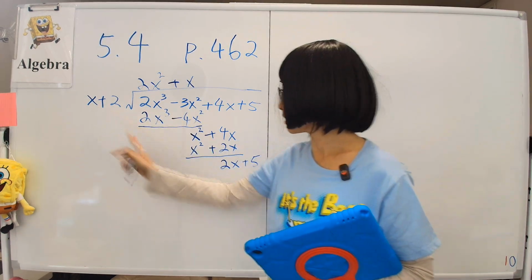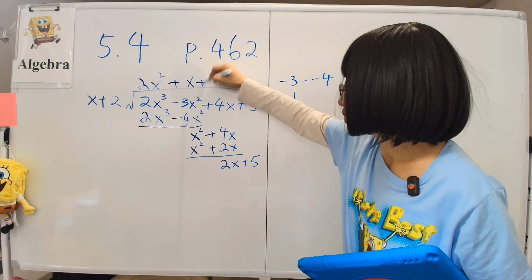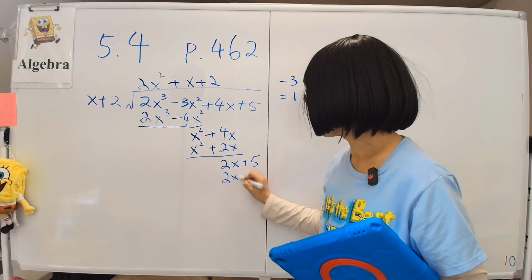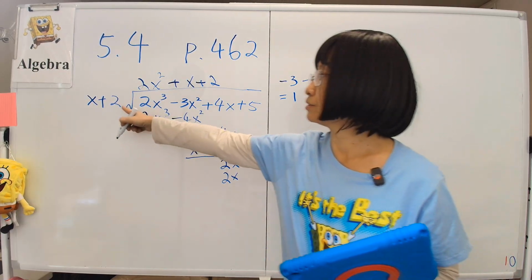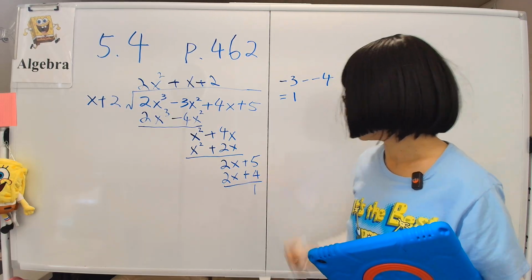Something multiplied by x needs to be exactly 2x. And what might that be? Well, that's just 2. So we'll write down the 2 here. 2 times x is 2x, and then 2 times 2 is 4. And then we are left with 1.